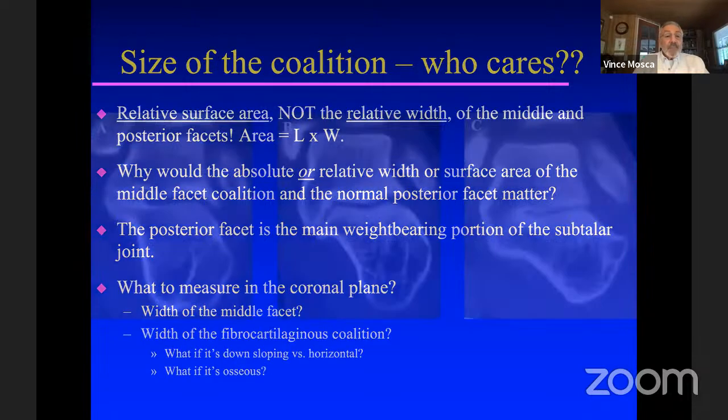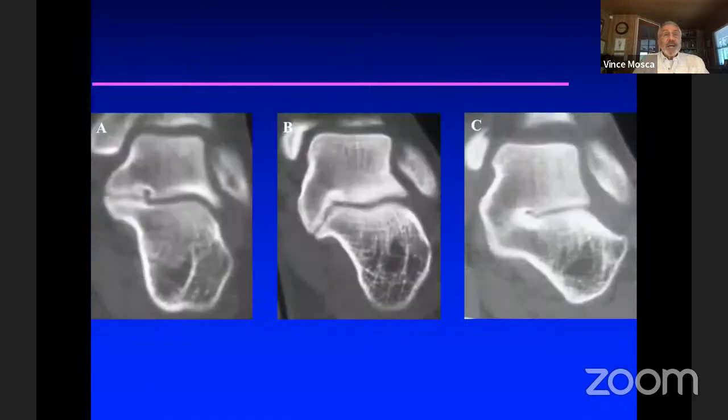Plus, how do you measure the size of the middle facet? There on the left is a fairly uncommon horizontal coalition. So you can measure the coalition in the horizontal plane and say, wow, it's about as thick as the middle facet itself. But in the more typical downsloping coalition, do you measure that length, which is projected horizontally, or do you measure the width of the coalition? They're not the same. So what do you measure? And how do you measure surface area in that? There's no surface, so you can't measure surface area.